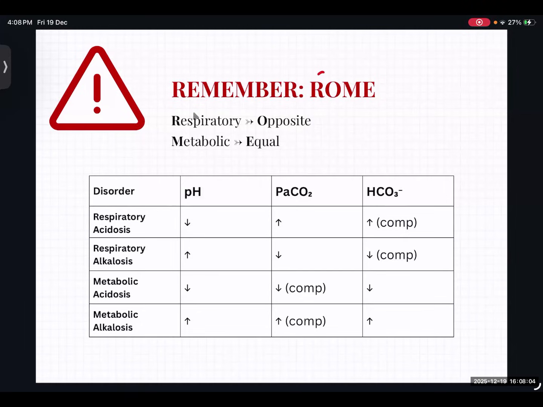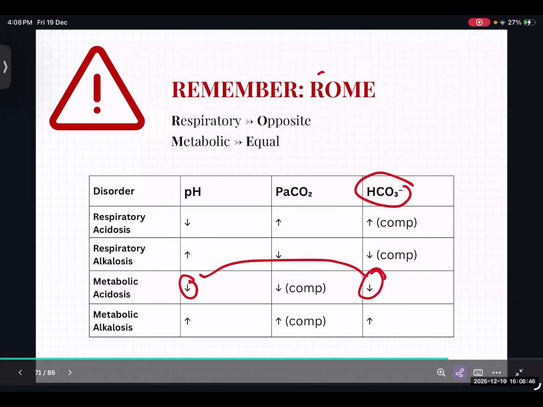ROME also tells us that if it was a metabolic disturbance, it will go in the equal direction. So if it was acidosis, that means pH went down. But because it's metabolic, we know that the driving force, as we said, is CO2 for respiratory and bicarbonate for metabolic. So metabolic acidosis: decreased pH, and ROME means equal direction, so bicarbonate goes down in the same direction as pH.